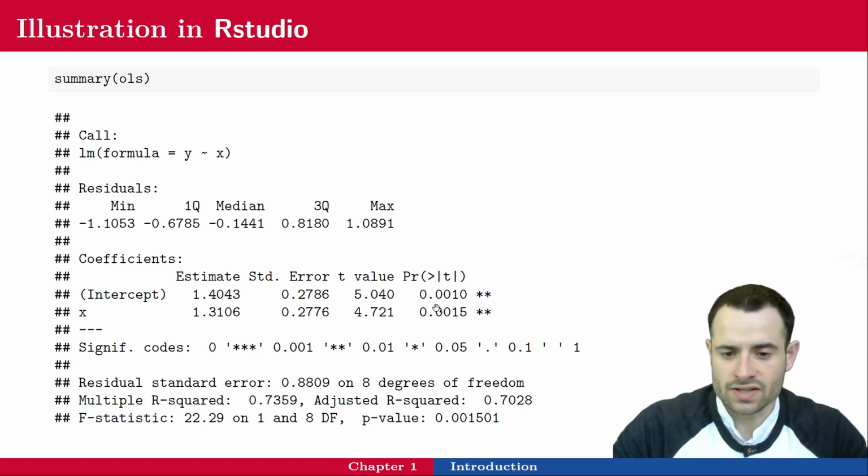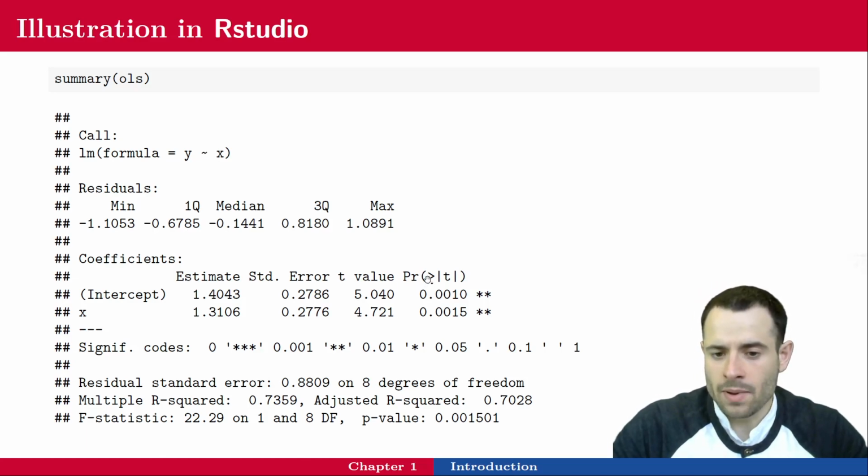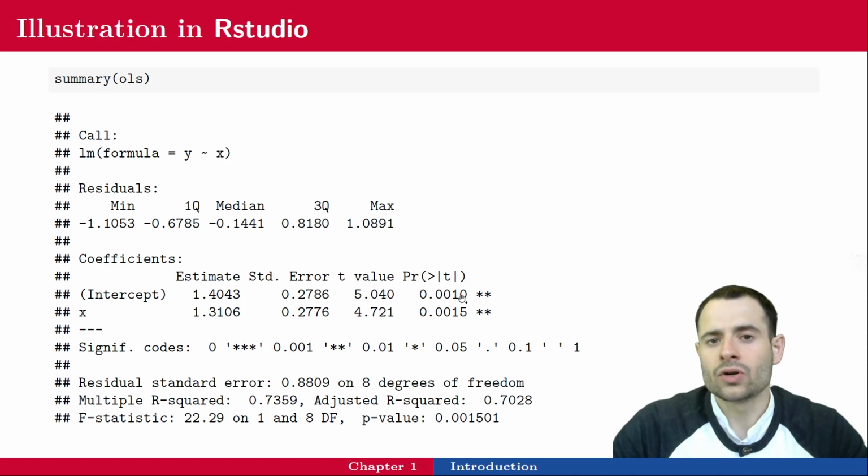And this is what the last one says. What is the probability of being higher than our t-value? It's a tiny probability. It is smaller than 5%. Because it is smaller than 5%, then we're going to have 2 stars. Oh, it's even smaller than 0.01. So we have 2 stars there, yeah.